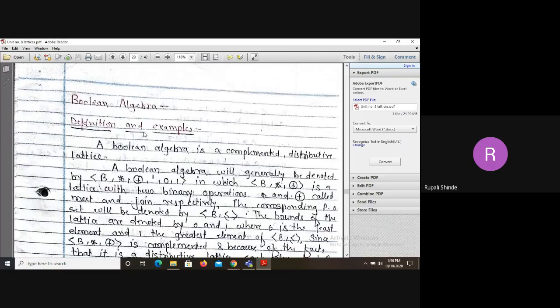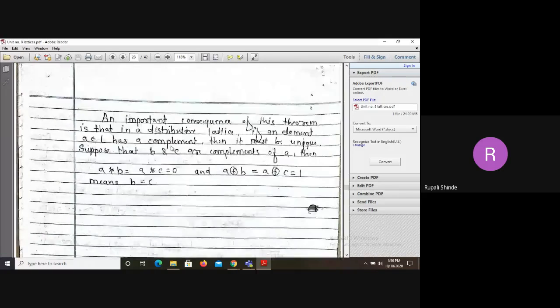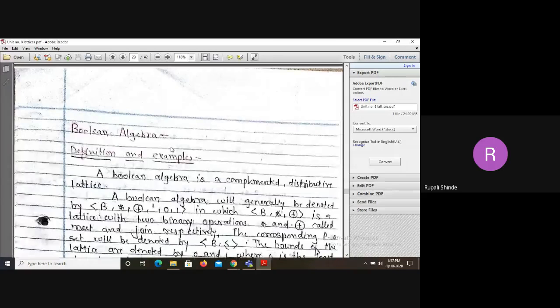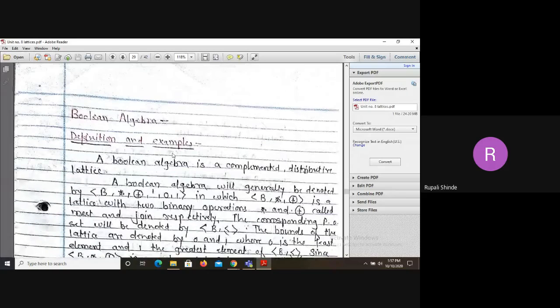So now we will continue with the next point, and that is Boolean algebra. So this chapter has included two main parts. First one that was for lattice, and second main part is for Boolean algebra. So lattice we have covered. So now we will see what is Boolean algebra. So first we will see definition for Boolean algebra, then its properties.